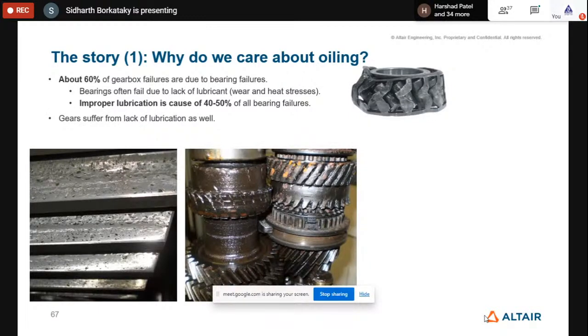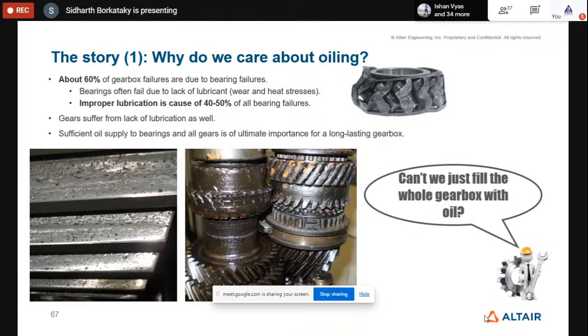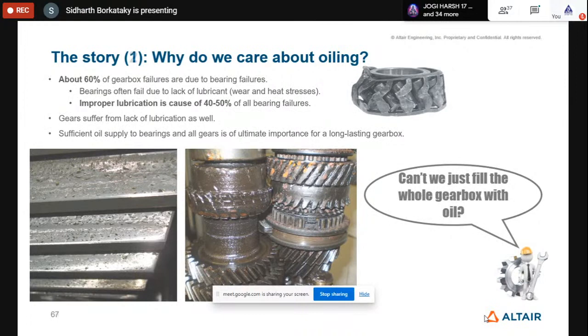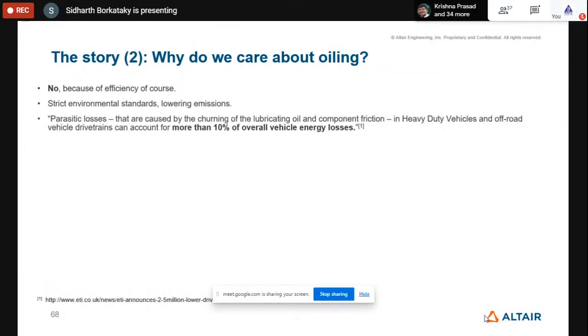So you can see that ineffective lubrication does not reach where it should and creates a lot of problems. However, does it mean we can fill the gearbox 100% with lubricant and just leave it? No, we cannot do that, because using that much lubricant would create a lot of problems for our environment, as it would lead to higher emissions in the energy.